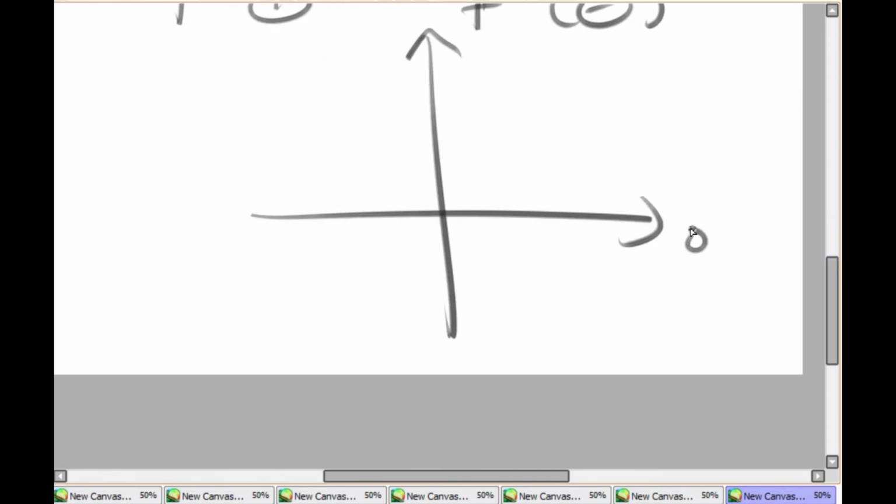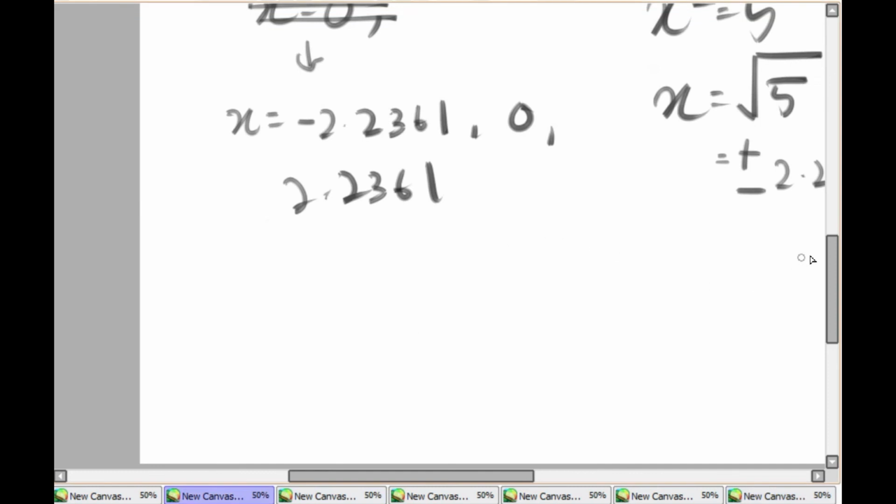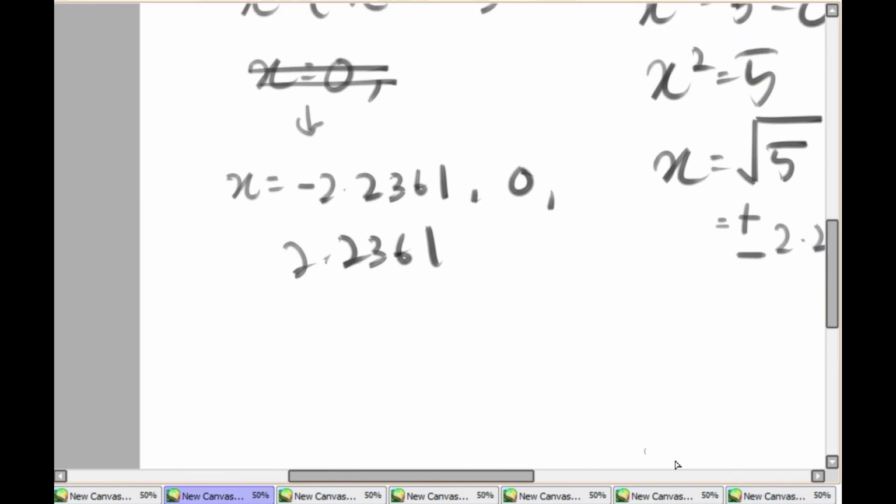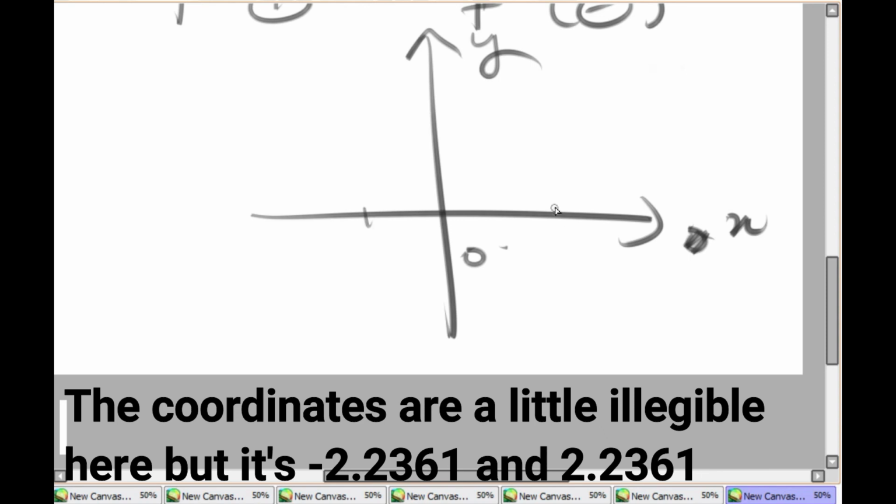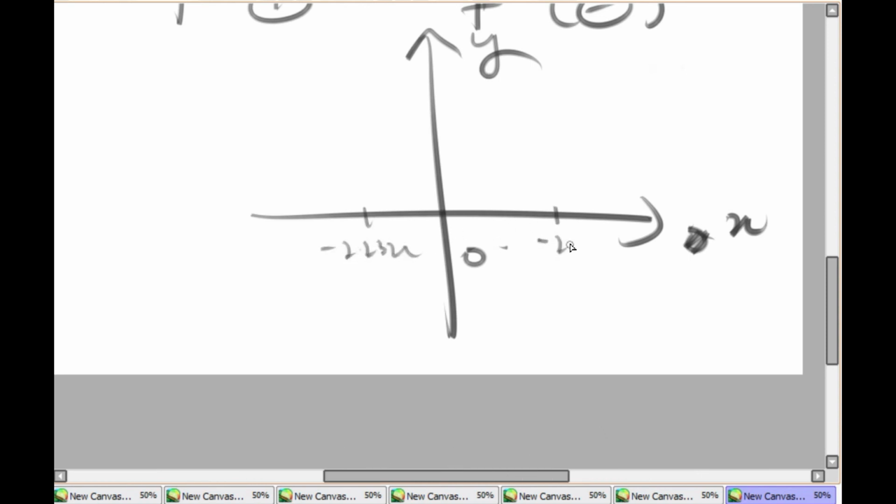Okay, so as said in the previous part, these are our x coordinates. So it should be somewhere around here. And our only y coordinate is 0. So we can sort of assume that there's going to be some sort of point of inflection here, or it may be the other side.